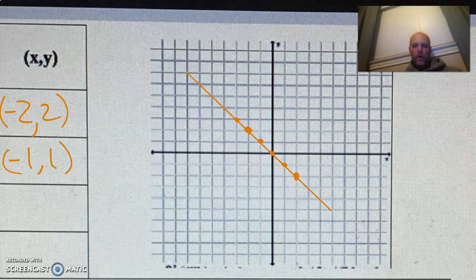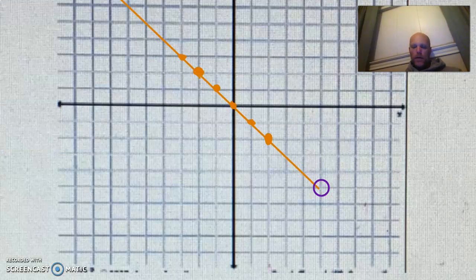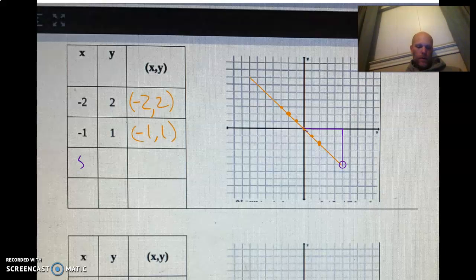So let's pick a point. I'll get a different color. So let's use this point right here. So that is 1, 2, 3, 4, 5. 1, 2, 3, 4, 5. X of 5, y of -5. 5, -5.